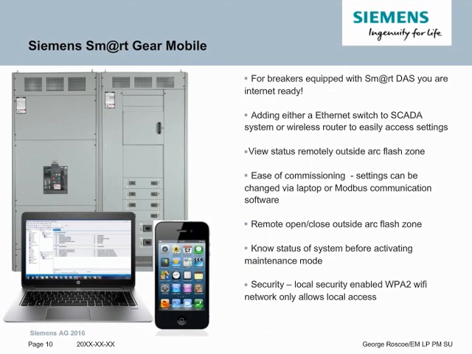Using the Siemens Power Config, you can actually adjust the settings on your laptop and download them to the devices over Modbus. There are some third-party apps that also allow you to open and close your breakers outside the arc flash zone. All these features allow you to know the status of your system before activating maintenance mode. When using wireless, we recommend following best practices: enable WPA2 security, and use the latest and greatest wireless routers.